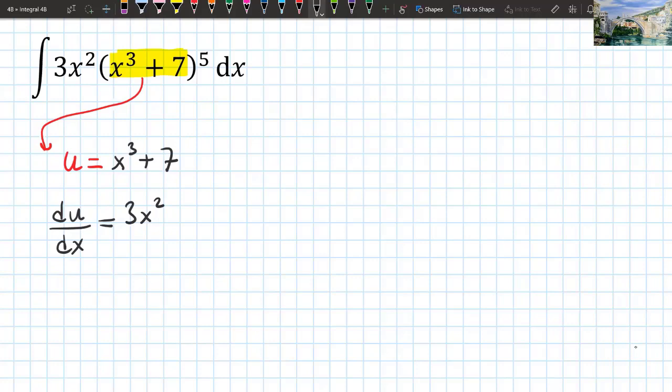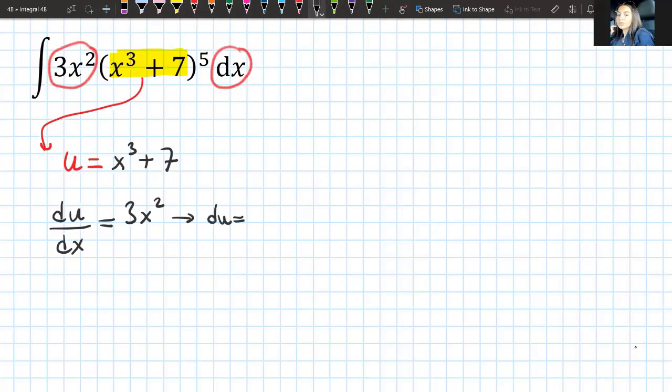You need to transform this integral into u form. Everything should be u. I have 3x squared times dx, so I need to write something here. Do you see 3x squared times dx here? Yes, right. So du is 3x squared times dx. So our integral becomes u to the power 5 times du, because 3x squared times dx is du.